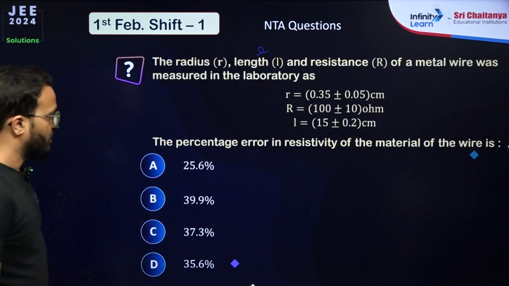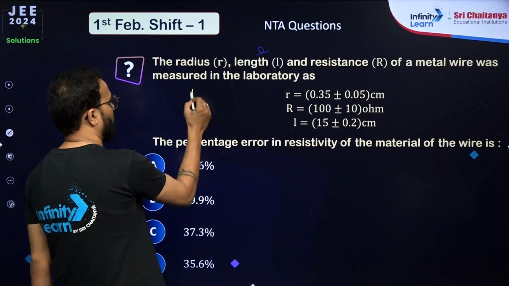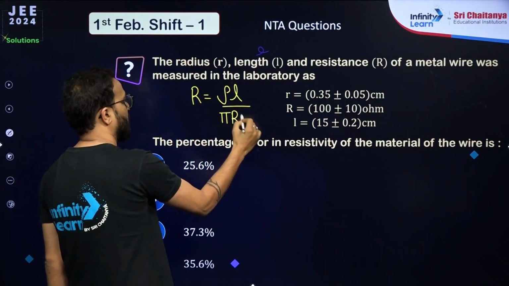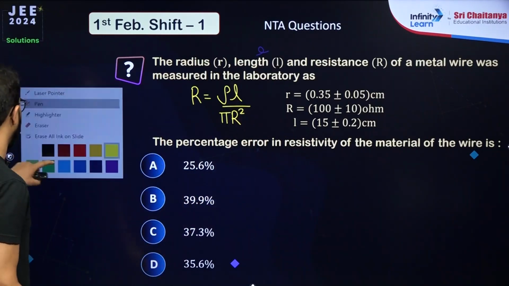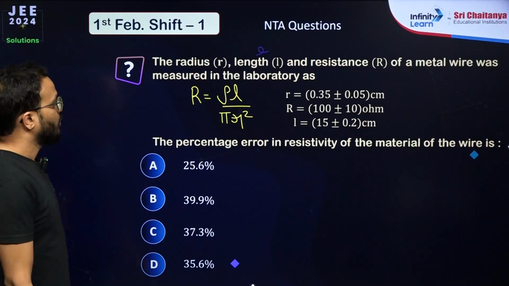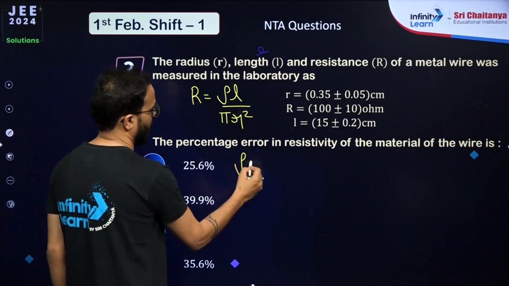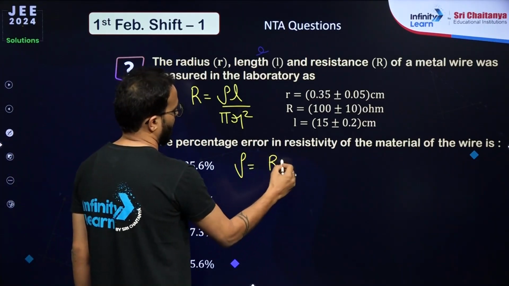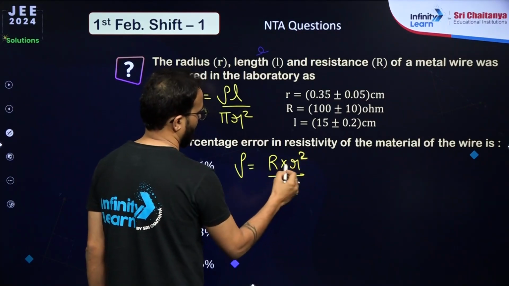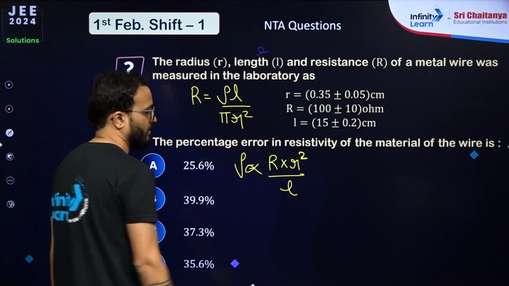Now this is very simple. Just put the values. What is the formula? Rho equals R pi r squared by L. Sorry, I think I should pick a separate symbol for this. So what do they need? Resistivity is how much? Capital R into r squared by L. Okay, pi, we can remove pi.